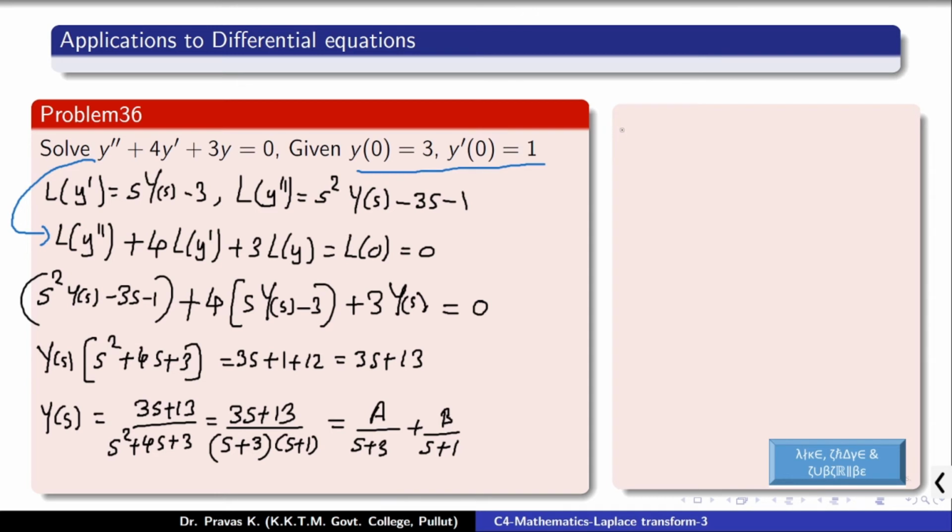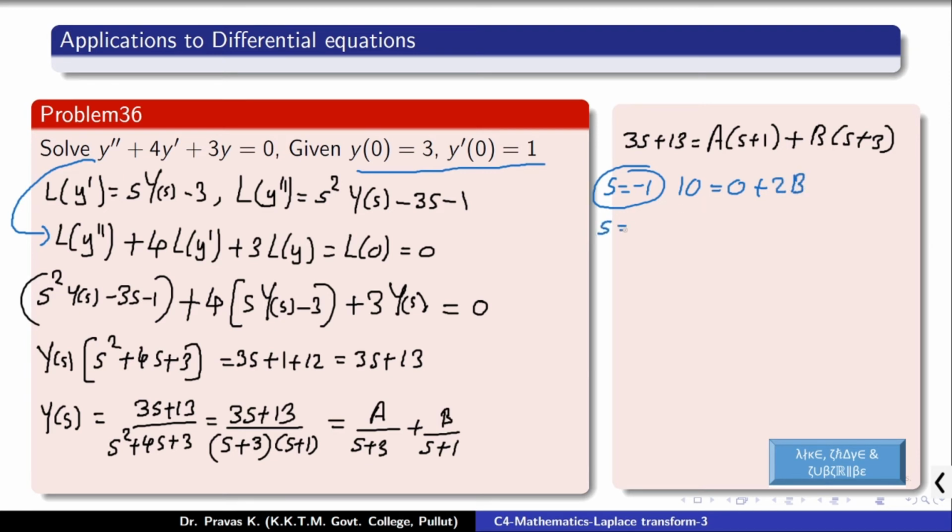For that, let us multiply both sides with s plus 3 into s plus 1, so that we get on the left hand side 3s plus 13 and on the right hand side A into s plus 1 plus B into s plus 3. Now putting s equal to minus 1, one of the terms on the right hand side becomes 0, that is we get 10 is equal to 0 plus 2B. Now putting s equal to minus 3, the second term on the RHS becomes 0, that is 4 is equal to minus 2 times A. So we have B is equal to 5 and A is equal to minus 2.